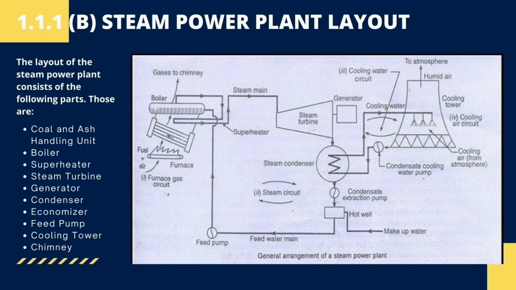Steam power plant layout. The layout of the steam power plant consists of the following parts. Those are coal and ash handling unit, boiler, superheater, steam turbine, generator, condenser, economizer, feed pump, cooling tower, and chimney.